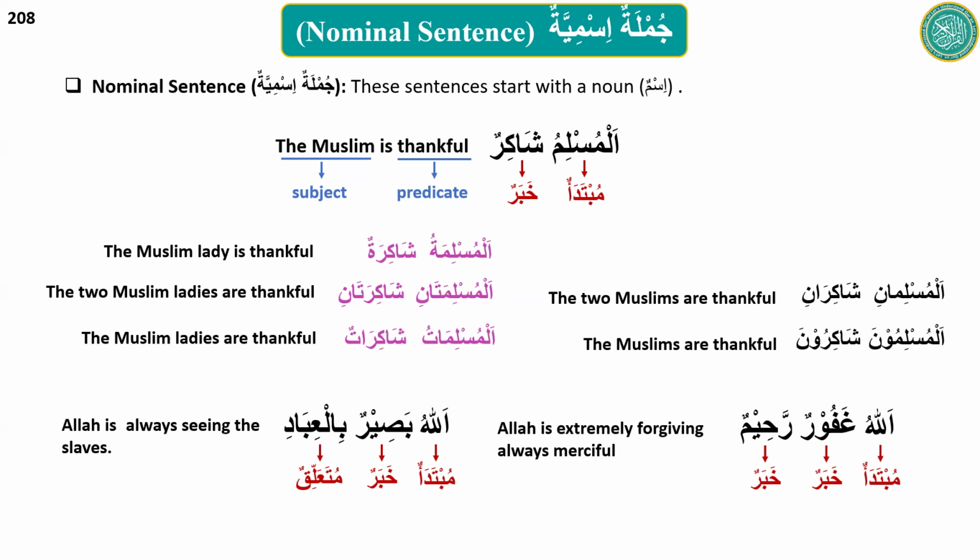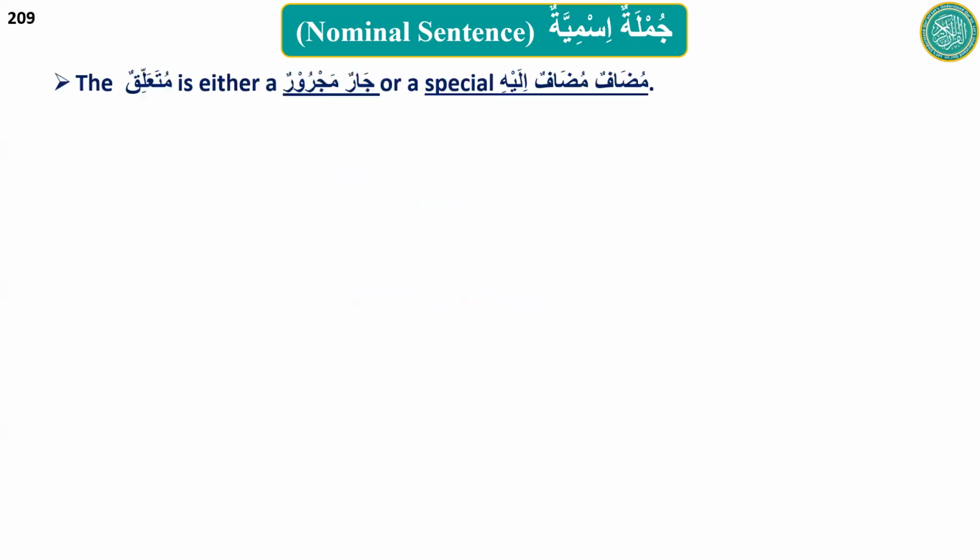So first the meaning: Allah is always seeing the slaves, al-ibad. So bil ibad is a jar majroor and that is a muta'alliq. But there is another pattern that can be muta'alliq as well. The muta'alliq is either a jar majroor or a special mudaf ilayh. You know what is jar majroor, but you don't know what is mudaf ilayh. In the next couple of minutes, I'm going over the class time by maybe 3-4 minutes, but I will just introduce you to what is special mudaf.